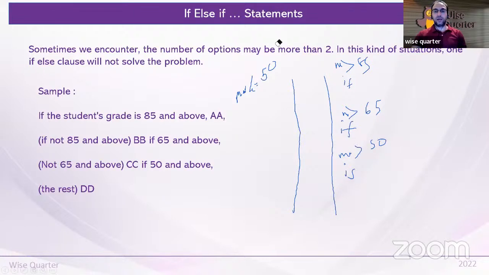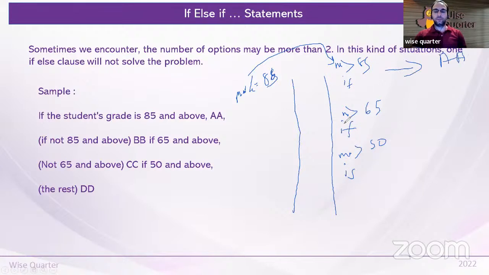When it's like this, when I enter 85, the first code will come here. It will check, is mark higher than 55? Let's make it 56. Yes, it is. So it will print AA.